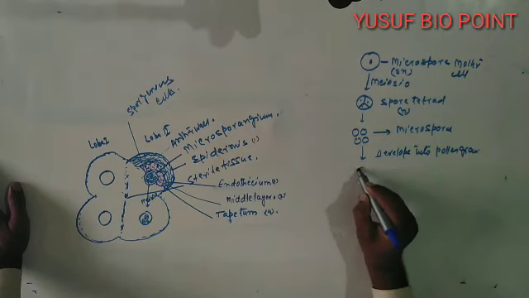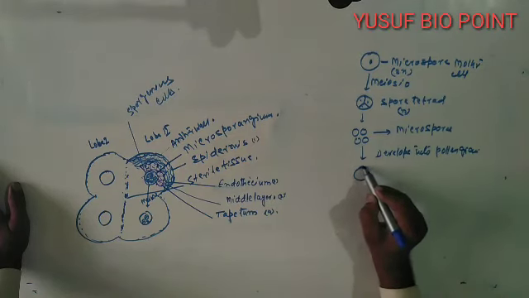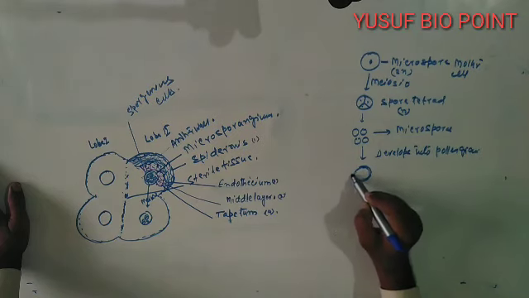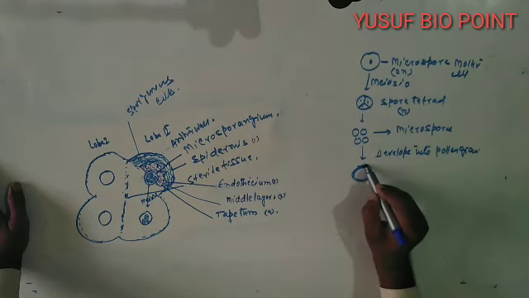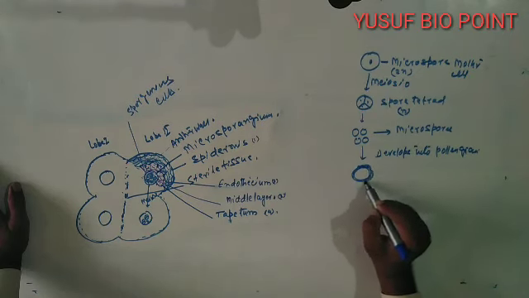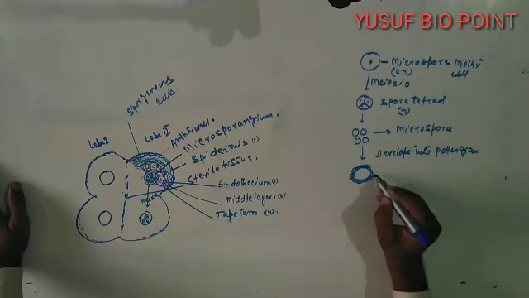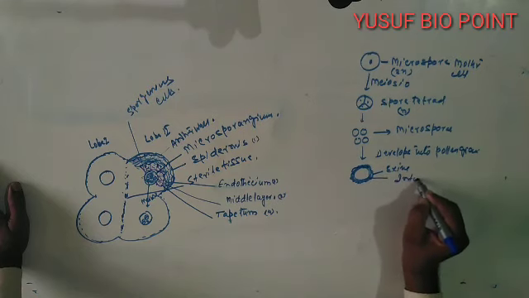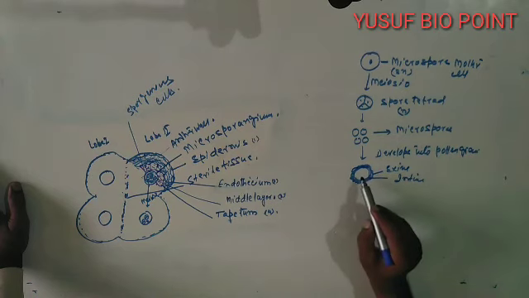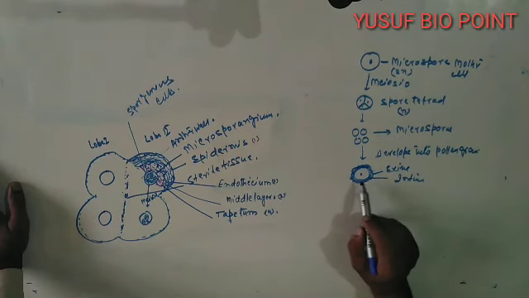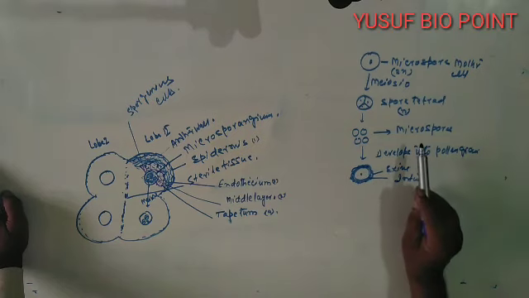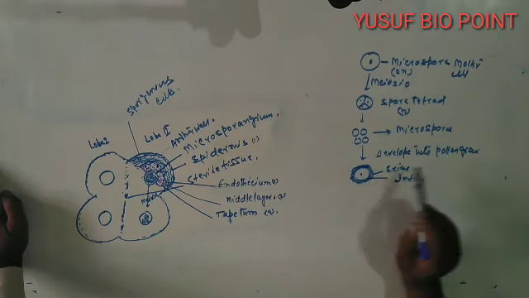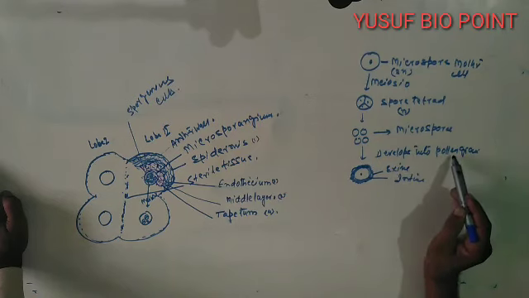These microspores develop into pollen grain. This is the microspore, this is the plasma membrane of that, and around the microspore, a wall intine and exine develops. This is the exine, that is outer wall, and this is the intine, that is inner wall. In such condition it is called pollen grain, meaning microspores covered under the exine and intine.